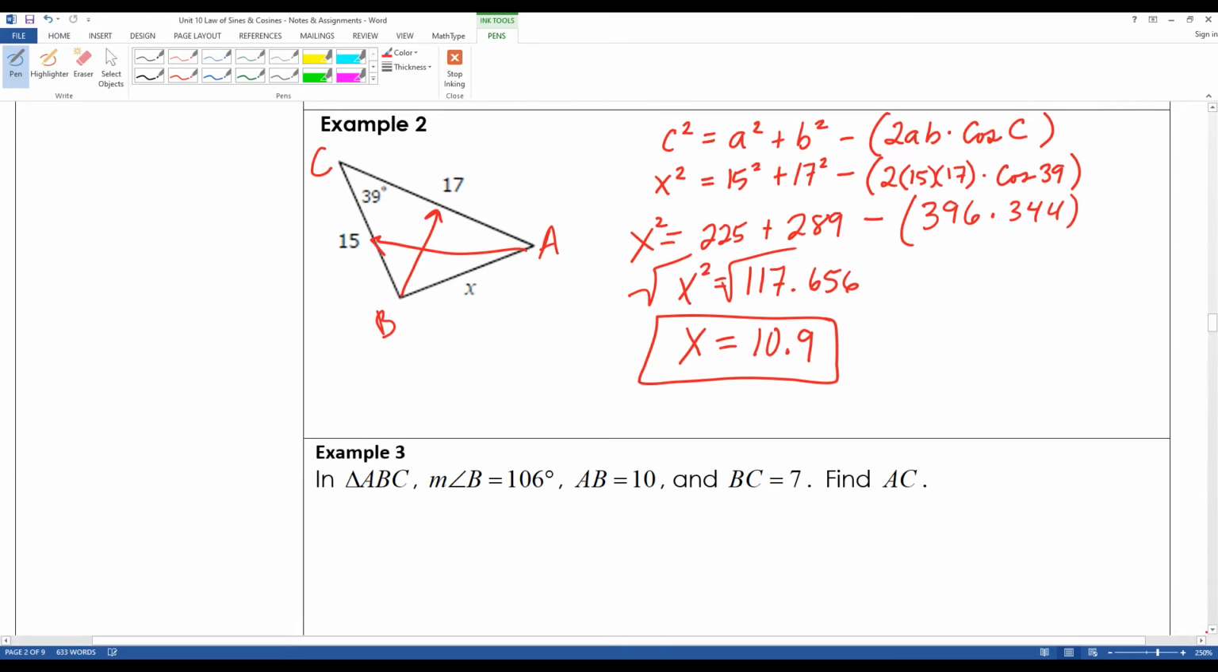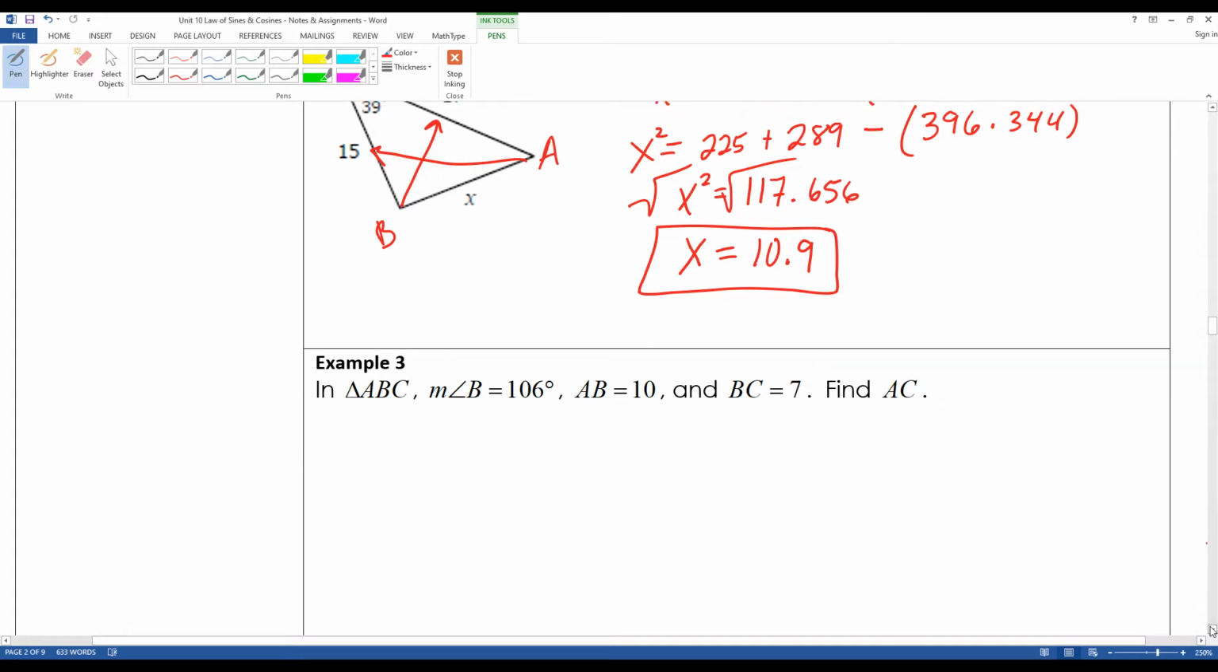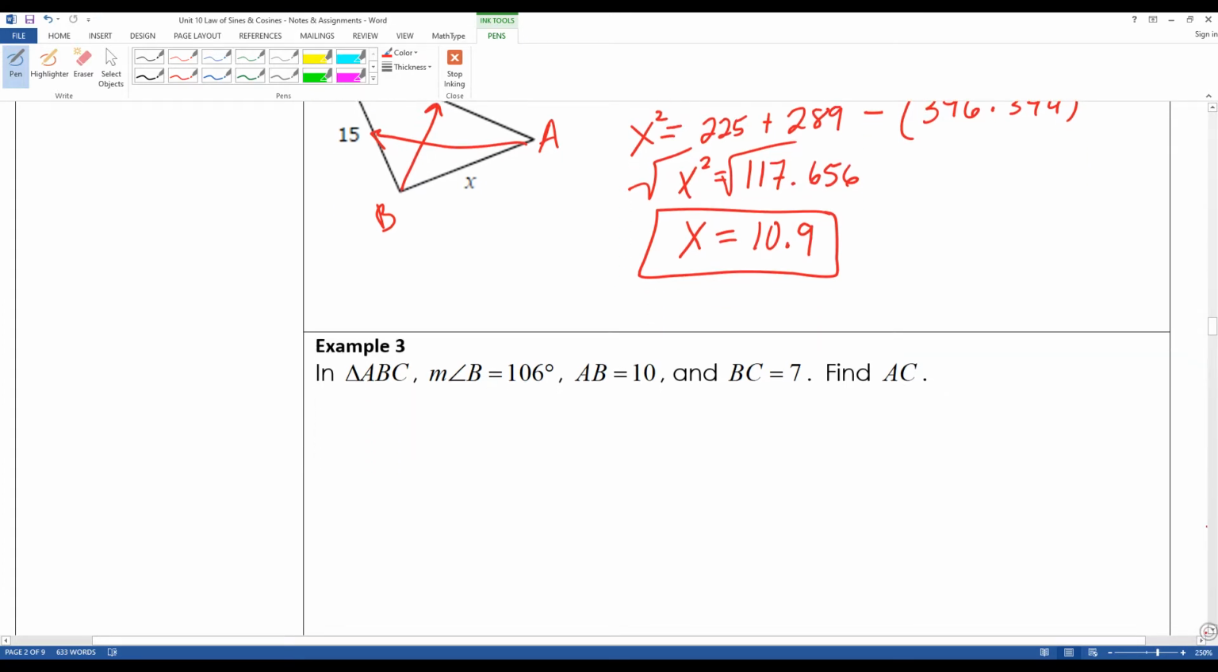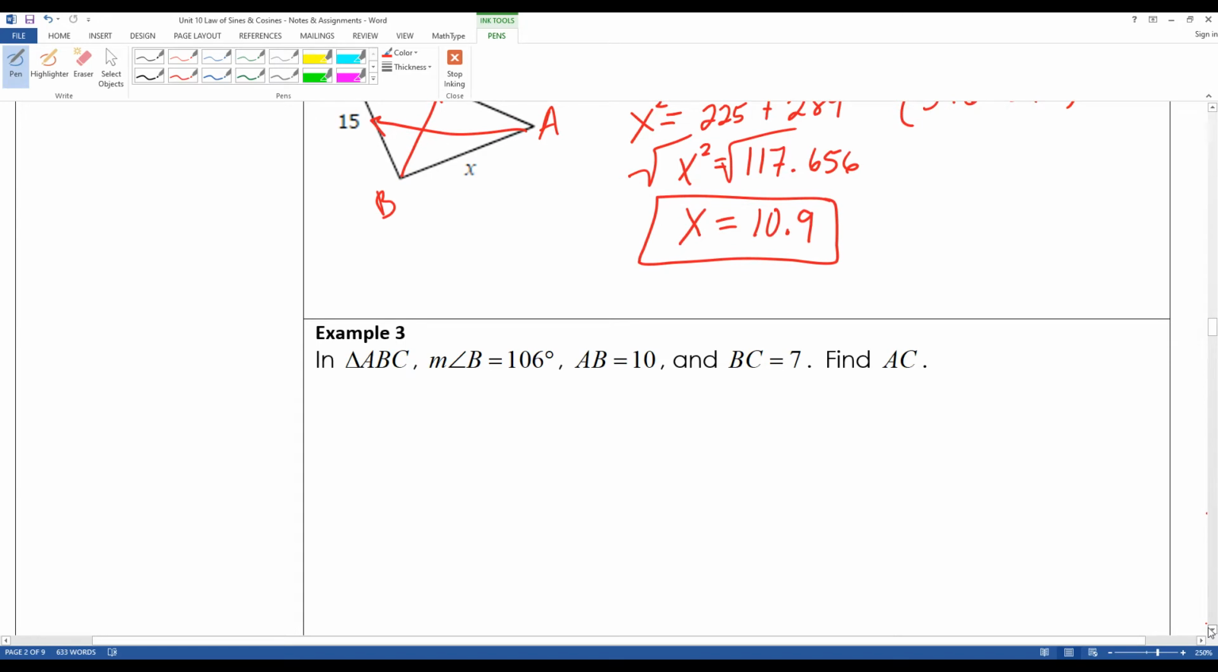All right, let's see. Example 3. In triangle ABC, so we just draw a random triangle. We have a big 106 angle, so we'll just kind of try and make it look right. We'll go like this, I guess. So this is 106, and side AB is 10, and side BC is 7.